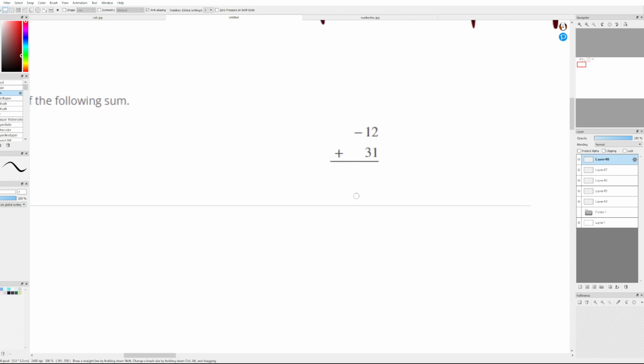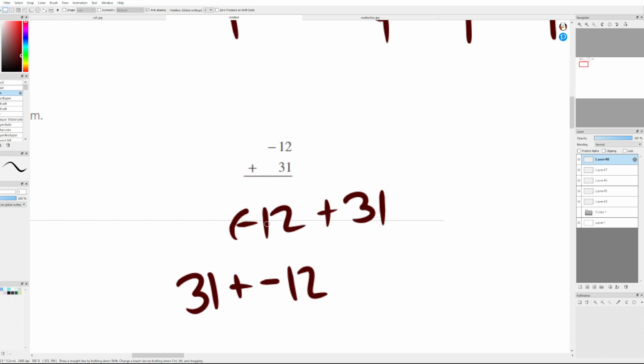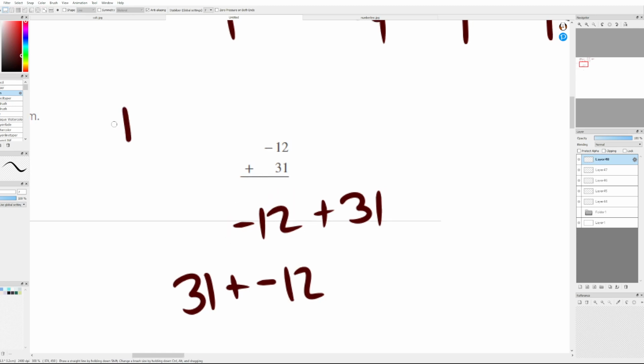Compute the value of the following sum: negative 12 plus 31. We have our negative 12 plus 31, and it's okay for us to swap these around, so 31 plus negative 12. This negative is attached to the 12. We don't want to get rid of it. We can think of it as negative 1 times 12, and these are going to be together.